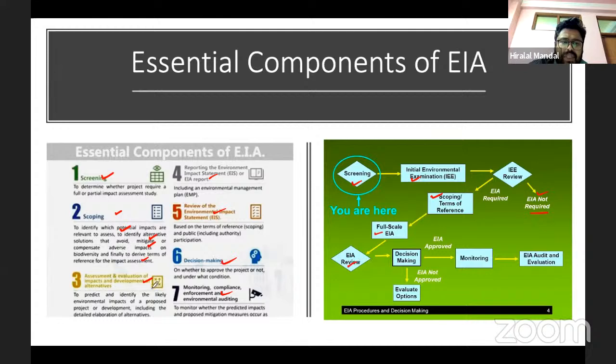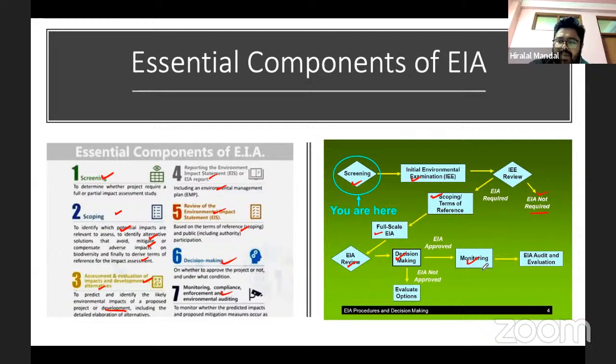Then the review is done for the particular project, so a detailed elaboration of the project is done. It is also looked at what alternatives are available, and once the alternatives are available, the project is prepared, and again the terms of reference are decided by the public authority, and then the decision is made.